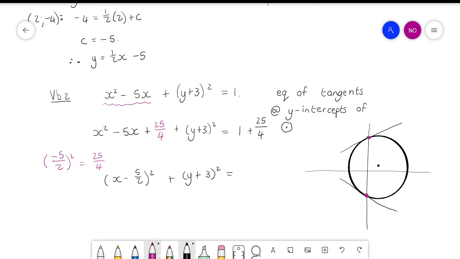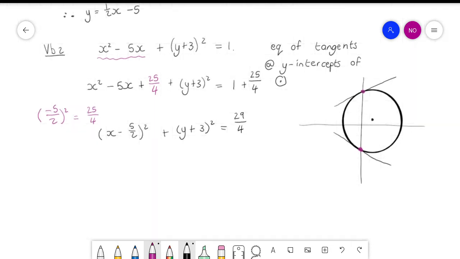And this is 29 over 4. Ons gaan nie eintlik die lengte van die radius gebruik vir hierdie nie, maar jy moet hom maar nog steeds reg uitwerk. Goed. What's the coordinate of the midpoint of the circle? 5 op 2 en minus 3.